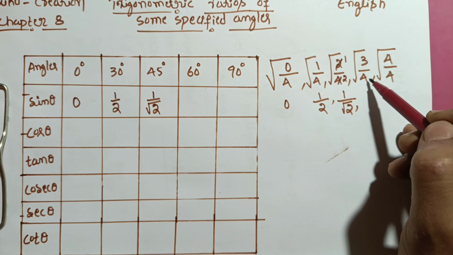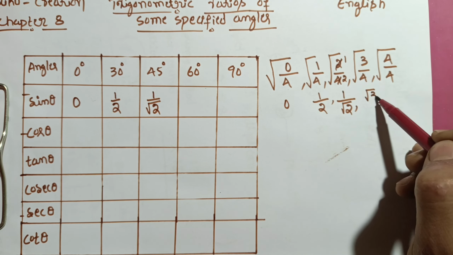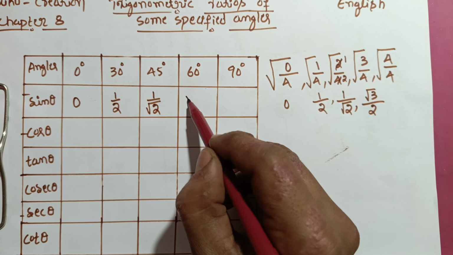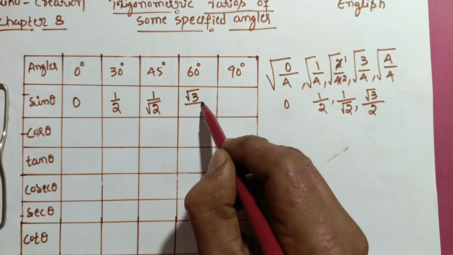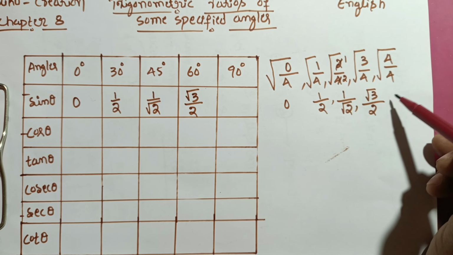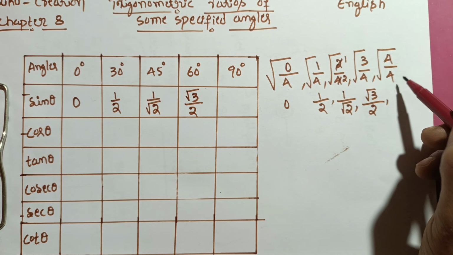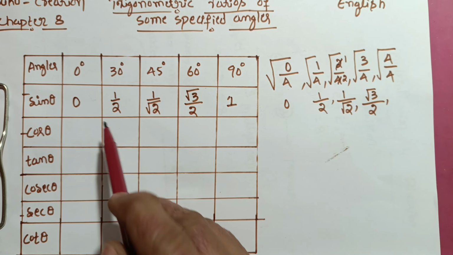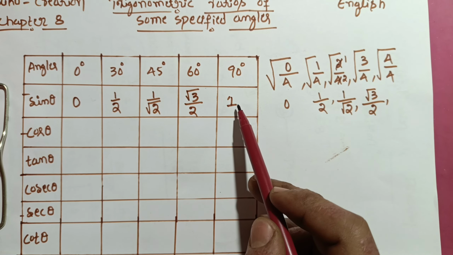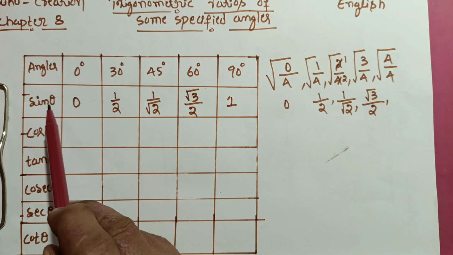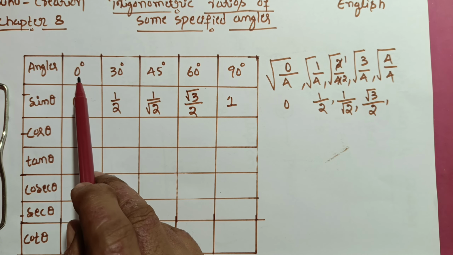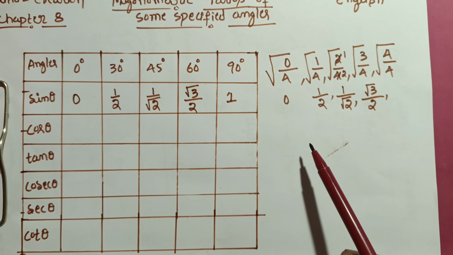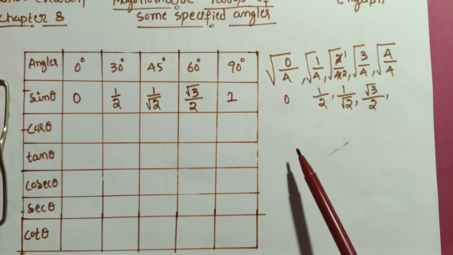Now 3 by 4: root 3 divided by the square root of 4, which is 2. So root 3 by 2. Same number divided by same number is 1, and the square root of 1 is 1. So in the first step I filled all the numbers related to sine of angles 0 degree to 90 degree. Now I am going to write the cos values.